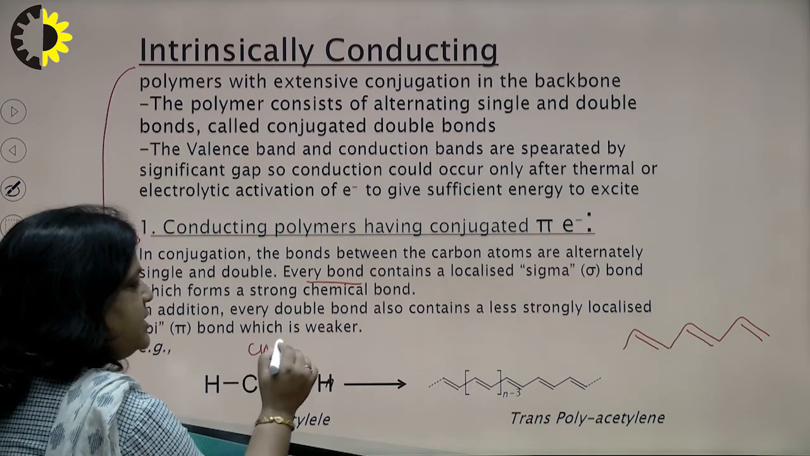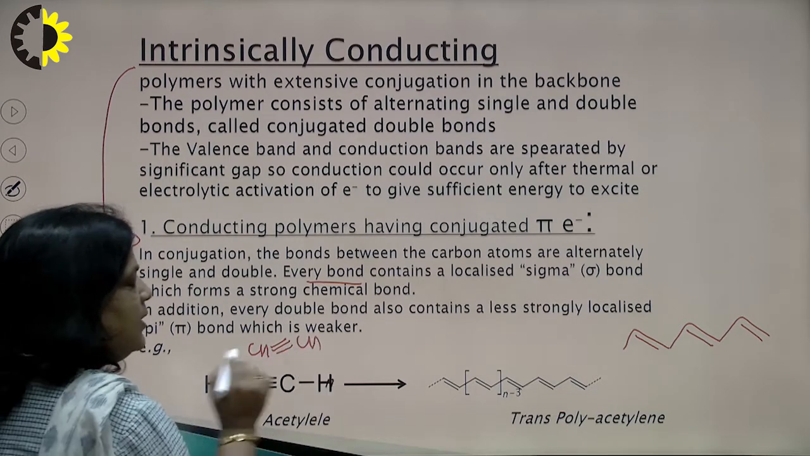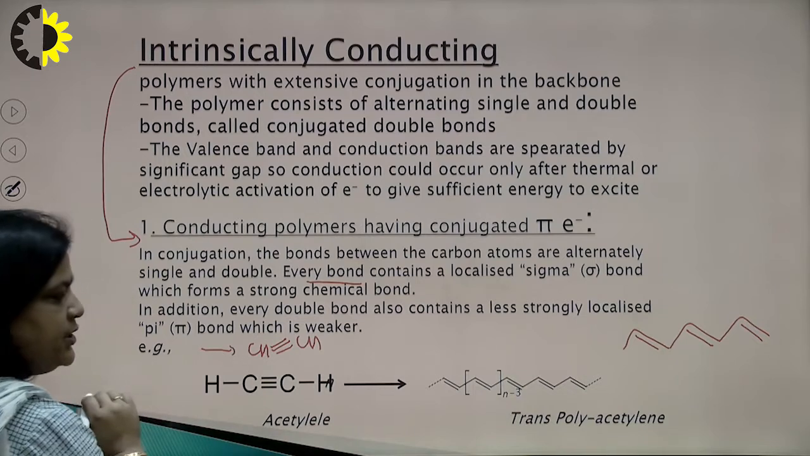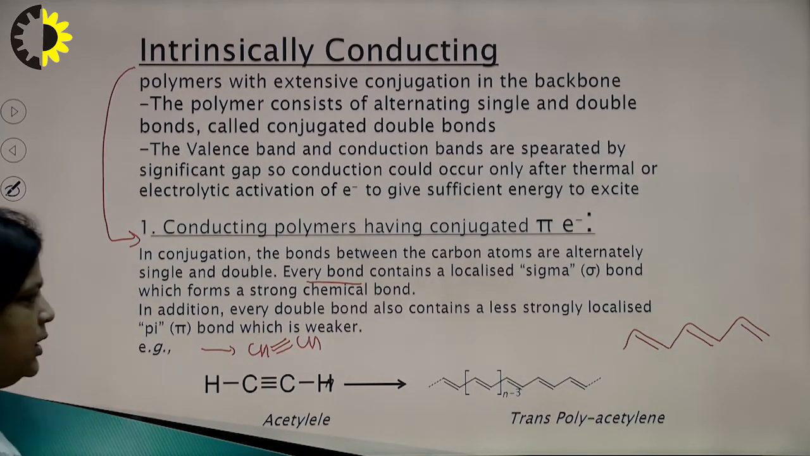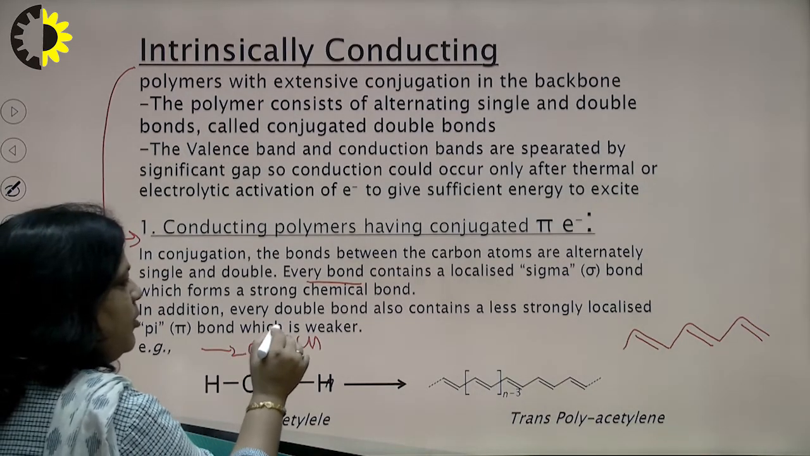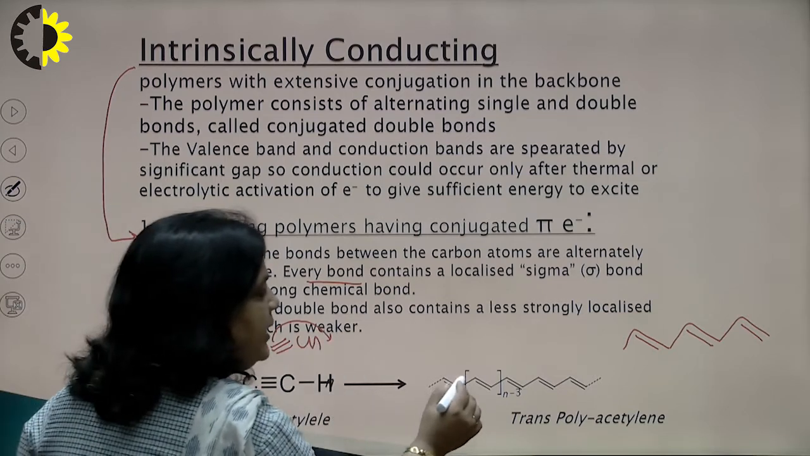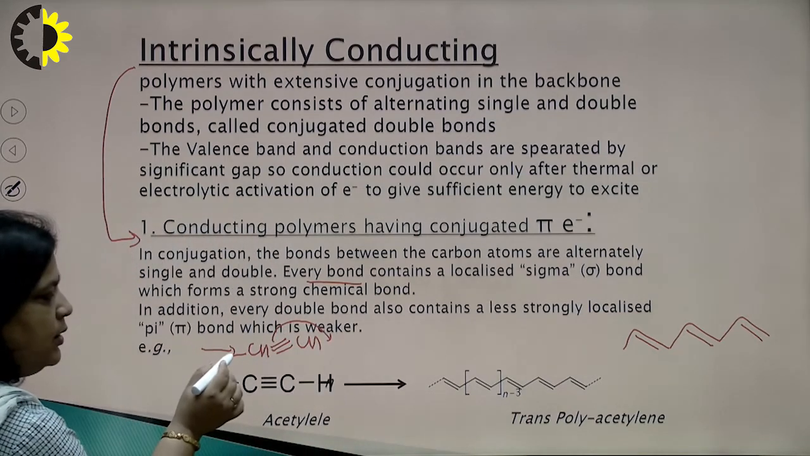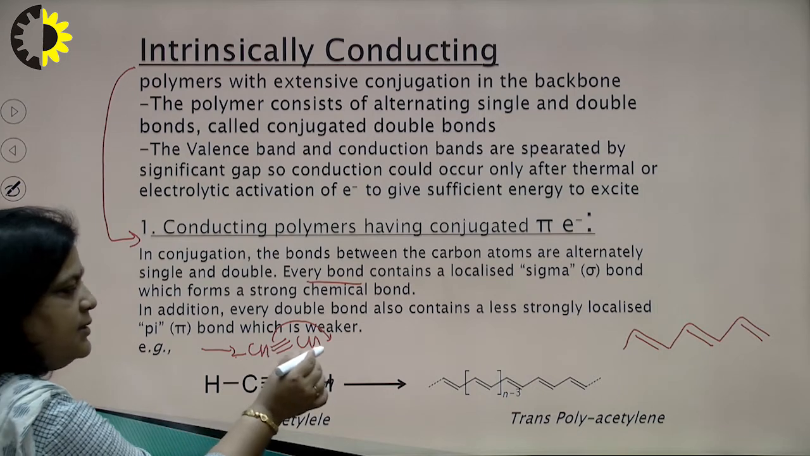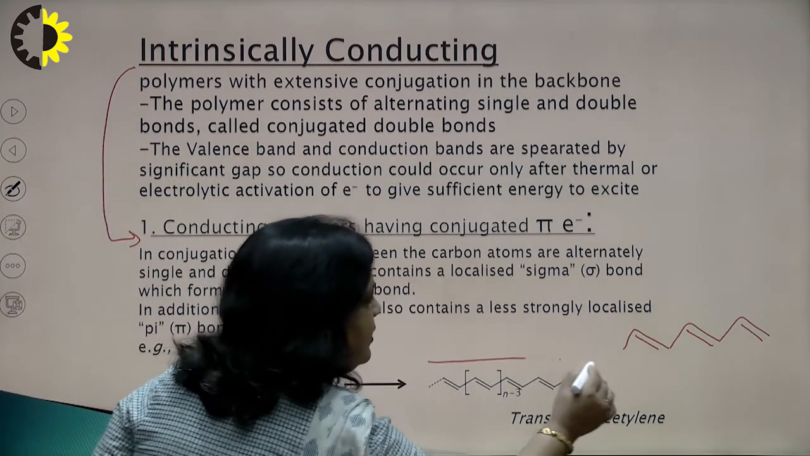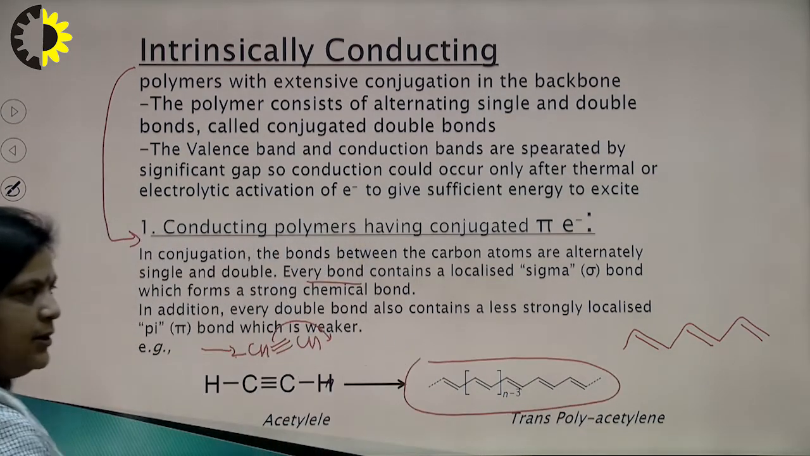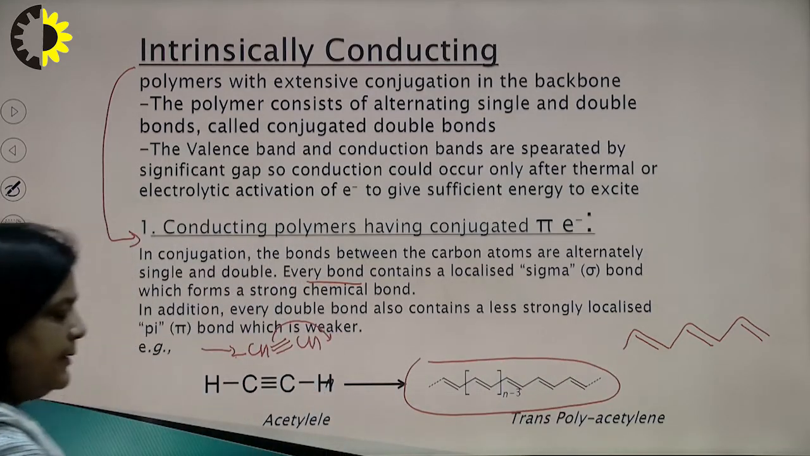Acetylene is CH triple bond CH, and after polymerization, when the chain gets formed, the triple bond moves here. So, we get alternate bonds: single, double, single, double. We write it like this or this.